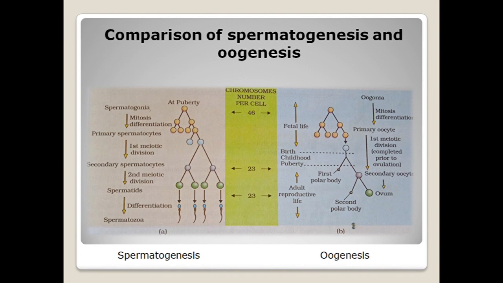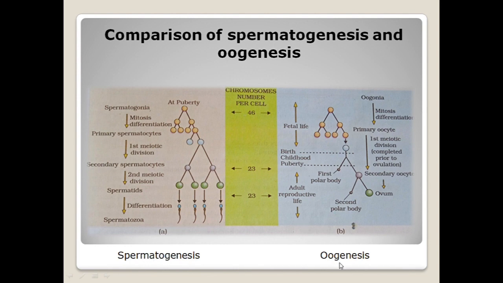Next, we can have a comparison of spermatogenesis and oogenesis. Now, diagram A, spermatogenesis, and diagram B represents oogenesis. Here we can see spermatogonial cells, mitotic division, that is multiplication phase, then growth phase, maturation phase. All these phases are taking place after puberty. Puberty means attaining sexual maturity. So only after puberty, the formation of sperms or spermatogenesis takes place.